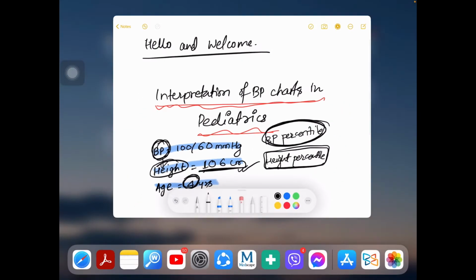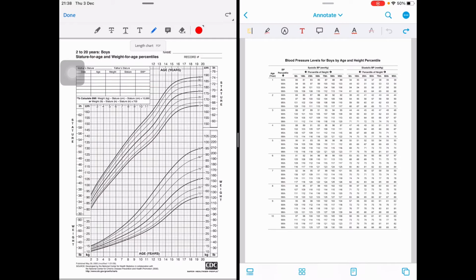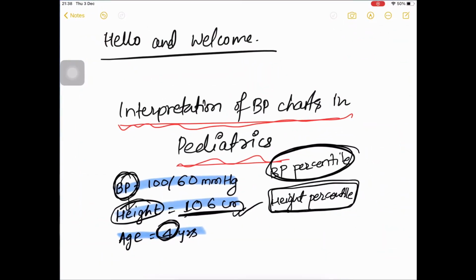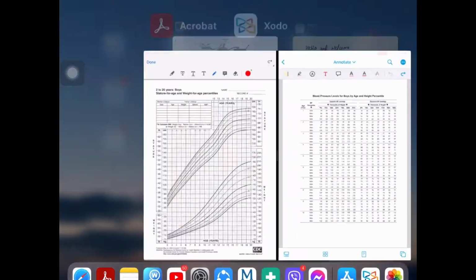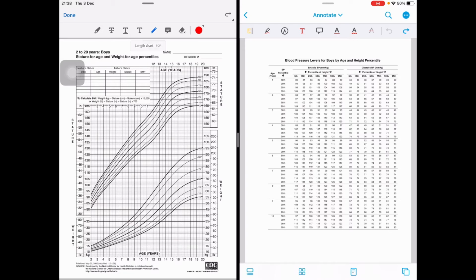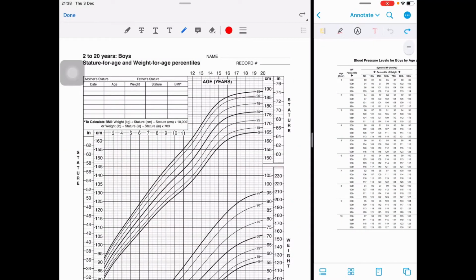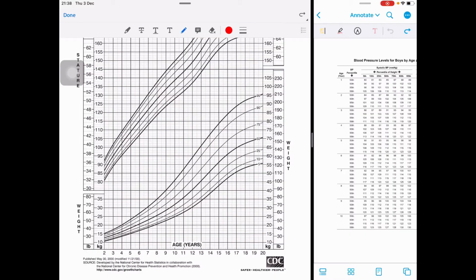So let's switch the screen, and as you can see, we have taken an example with age 4 years, height 106 centimeter, and blood pressure systolic 100 upon diastolic 60. So first let's see what is the height percentile. So if you see here, the age is 4 years. Okay, so 4 years, and our height is 106 centimeter. This is a weight which we don't need. This is a height or a stature.